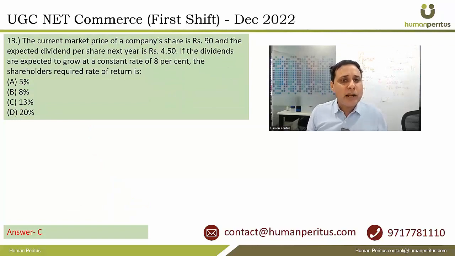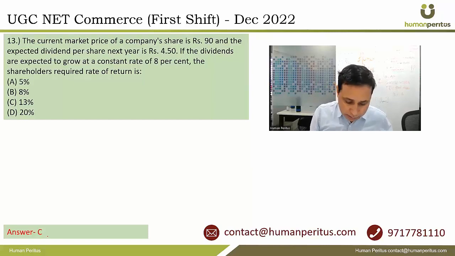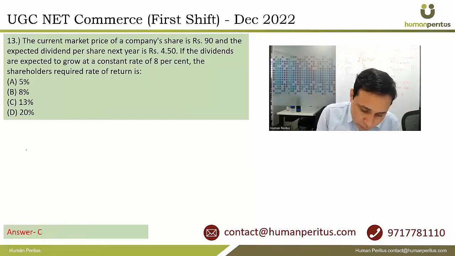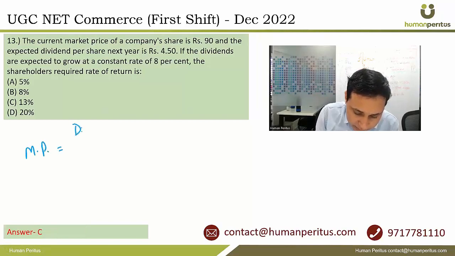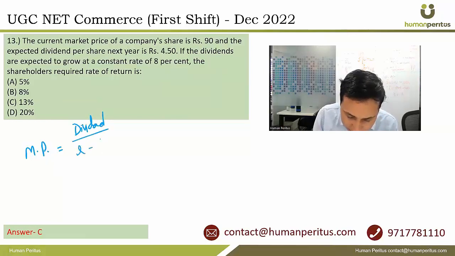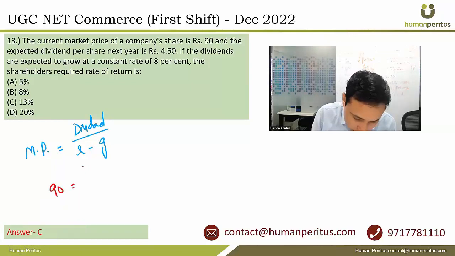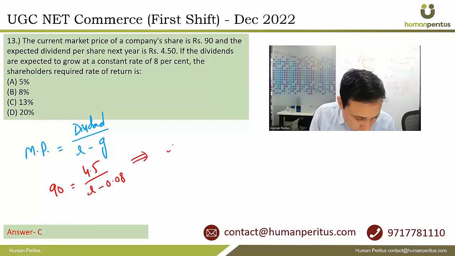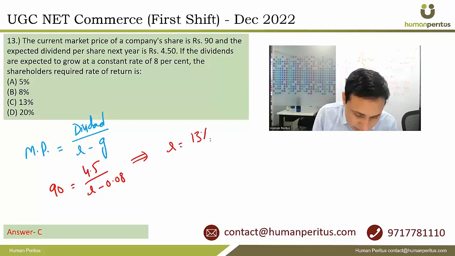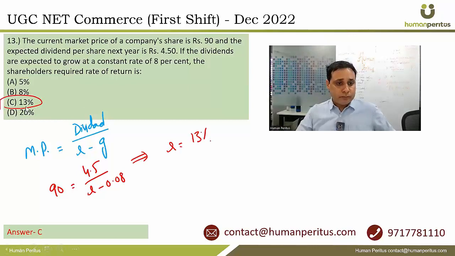Next one. The current market price of a company share is 90. The expected dividend next year is 4.50. If dividends are expected to grow at the rate of 8%, then what is shareholder required rate of return? So we know that our market price is nothing but the dividend which we are expecting divided by R minus growth rate. So we have to just put up these values. So 90 is equal to 4.5 divided by R minus 0.08. और अगर हम इसको solve करेंगे, R comes out to be 13%. Correct answer is C.